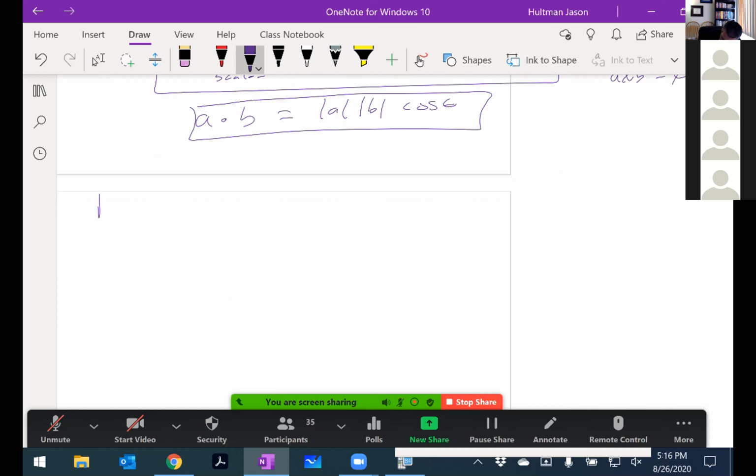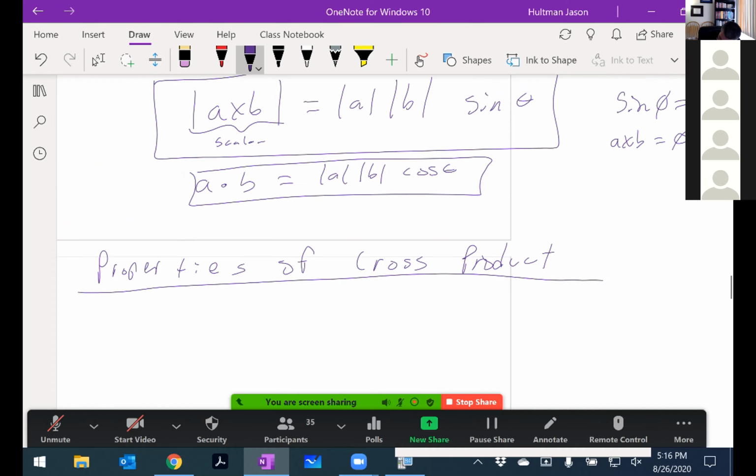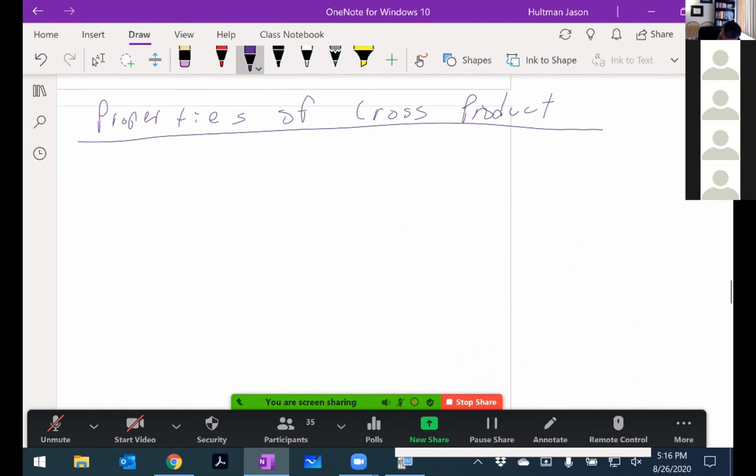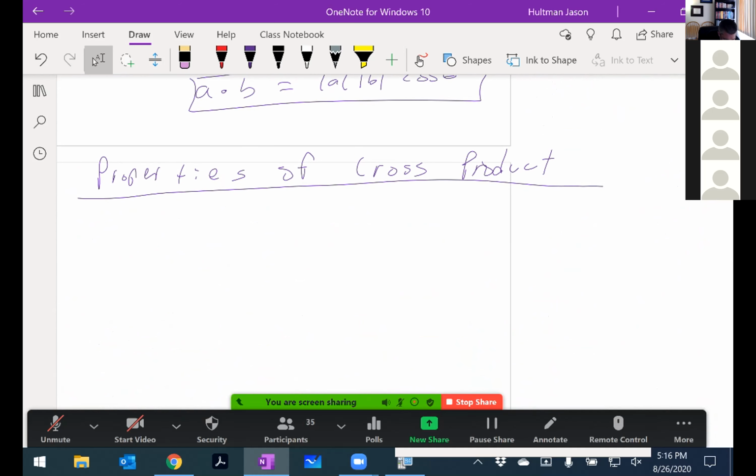Okay, some properties of cross product. Oops. Go back. Okay, properties of cross product. Number one, A cross B is not equal to B cross A. This is not commutative. It's not commutative.